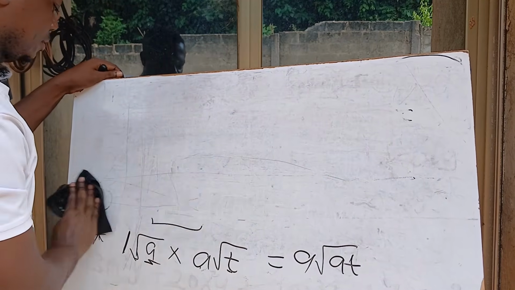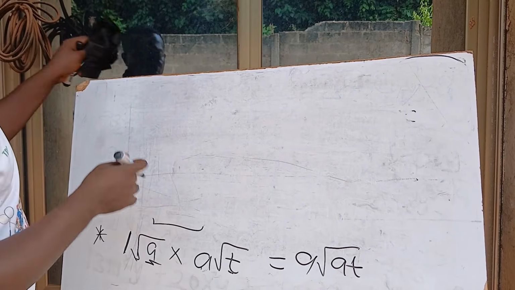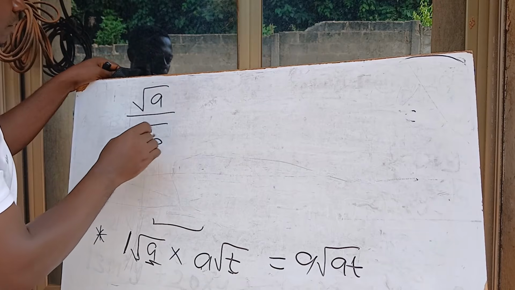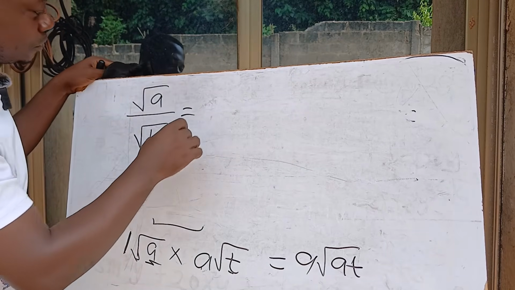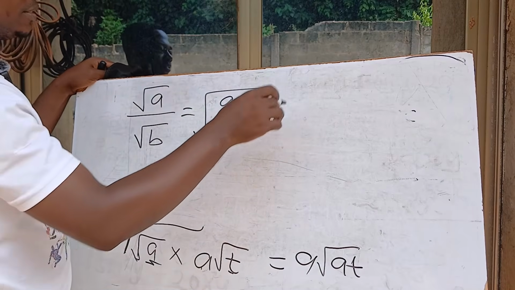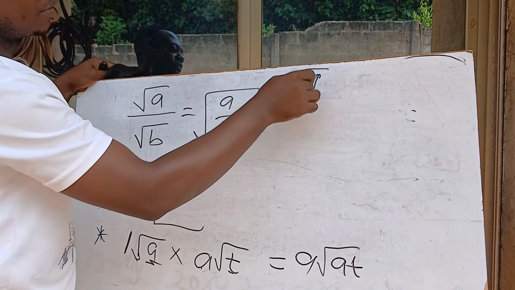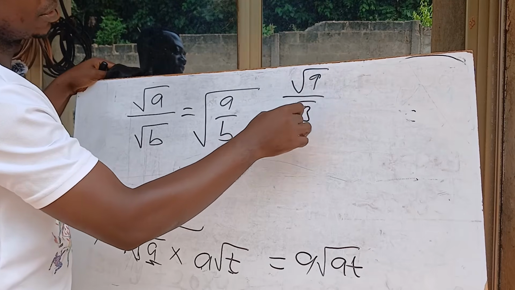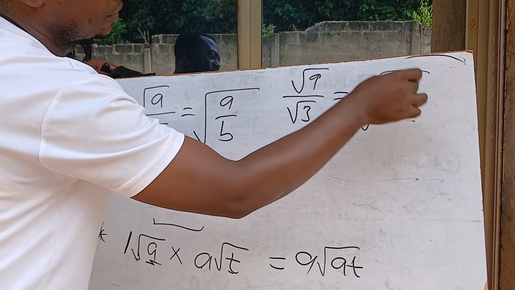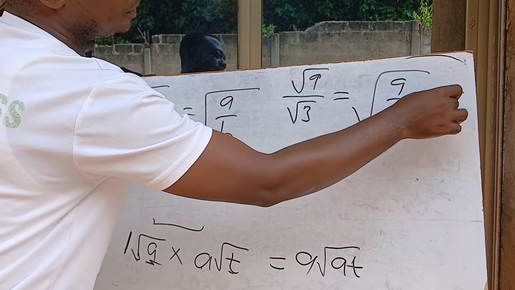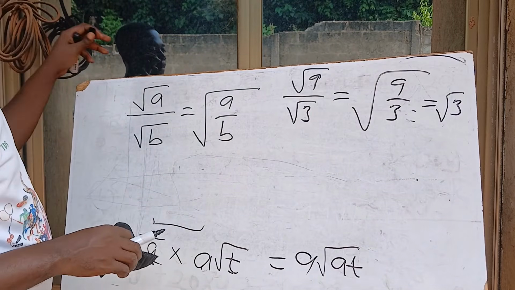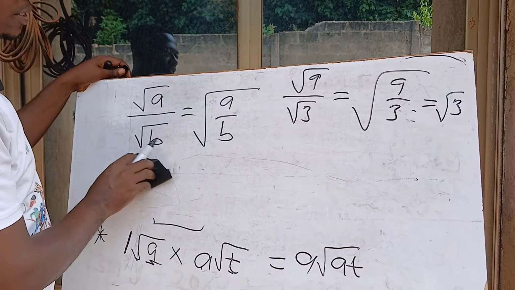All right. Now, one more thing, when we have square root of A on square root of B, so division, I'll take 1, then this one will come as A on B. Okay, example, square root of 9 on square root of 3, the same as 9 on 3. So that will be square root of 3. Okay, all right. So that's that.